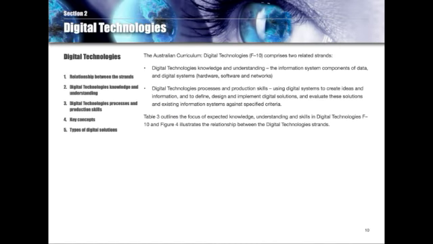As with design and technology, there are two strands with digital technologies. One is the knowledge and understanding, and the other is the processes and production skills. So knowledge and understanding is really the theory, and the processes and production skills are the practical application of that theory to develop solutions to problems.